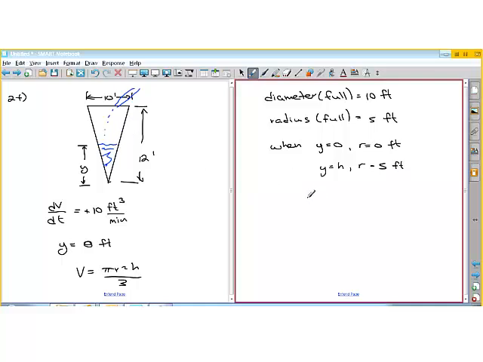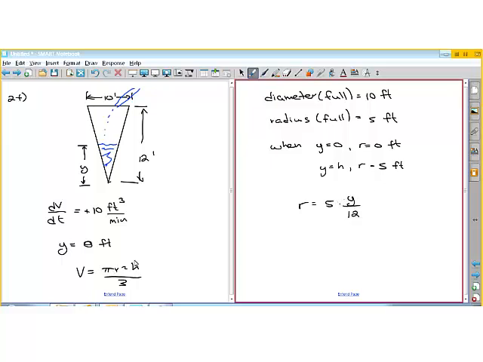So what we're going to say is that r, the radius, is equal to 5 feet times y divided by h. h is 12. So let's see how that works out. When y equals 0, the radius is 0. When y is equal to 12, 12 divided by 12 times 5 is 5. And in between it varies linearly, so that is correct. So that's the radius as a function of y.